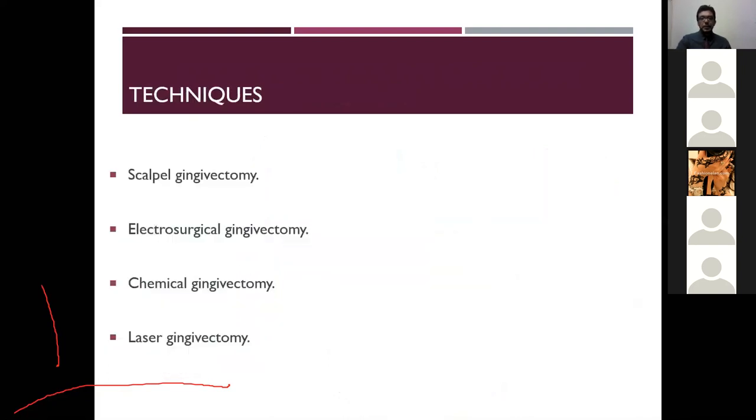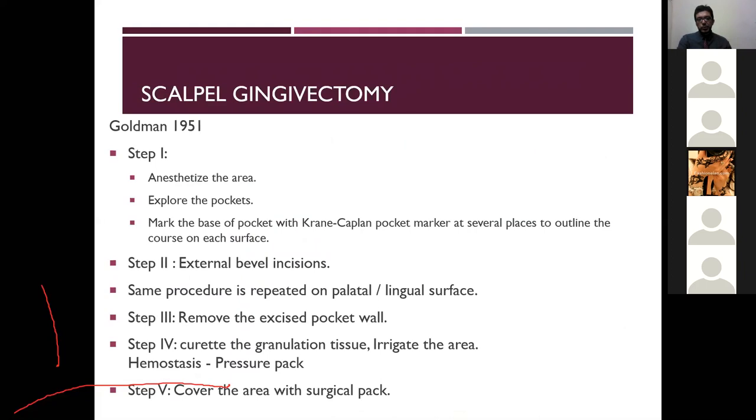Then you have the various techniques for gingivectomy. As I said, you have scalpel gingivectomy, electrosurgical gingivectomy, chemical gingivectomy, and laser gingivectomy. Whatever type of gingivectomy is needed, we have all four types based upon what type of instruments we are planning to use. Considering that we are using a scalpel gingivectomy, it was introduced by Goldman. I have already told you that the present day gingivectomy is pioneered by Goldman. Goldman has described various steps, and as usual we follow the regular protocol of anesthesia, marking the pockets with the Crane Kaplan pocket marker, giving external bevel incisions, removing the pocket wall, and then covering the area with the surgical pack.